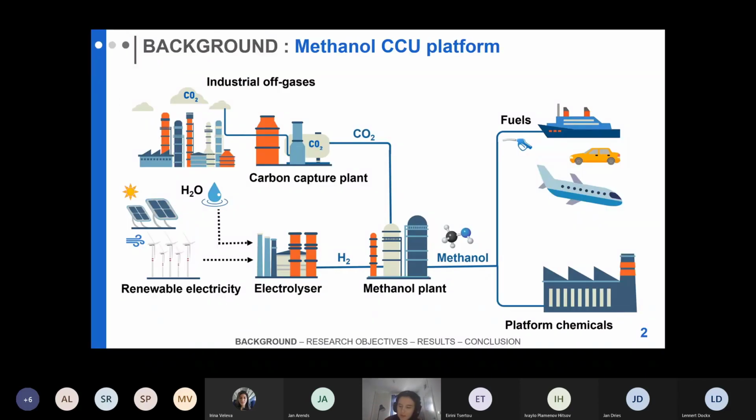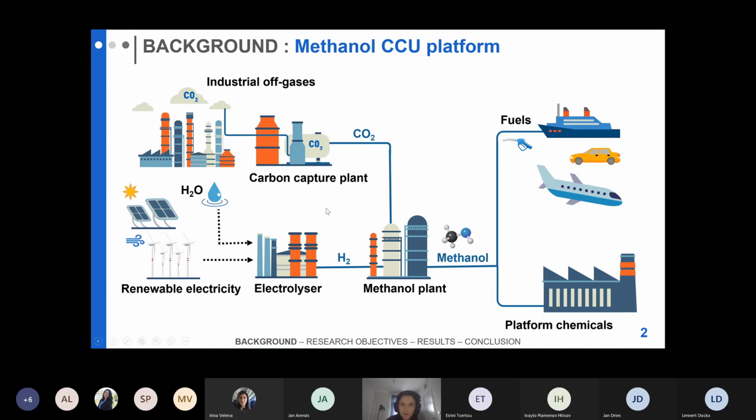So you might be wondering how methanol fermentation could be related to the capture platform. It is in the sense that methanol has been proposed in recent years as a platform chemical for carbon capture utilization. Indeed, methanol can be produced by catalytic hydrogenation of CO2 with hydrogen.